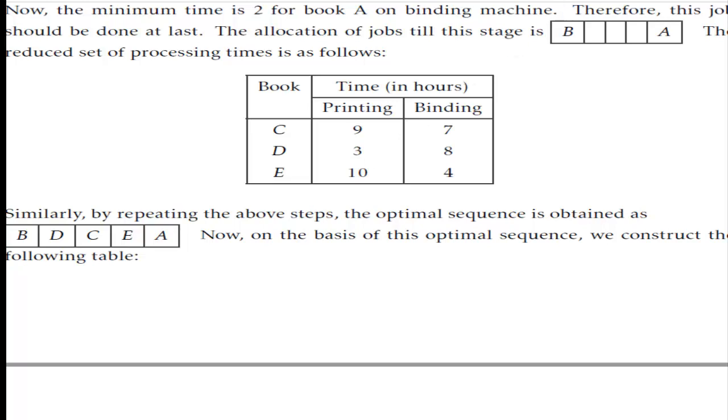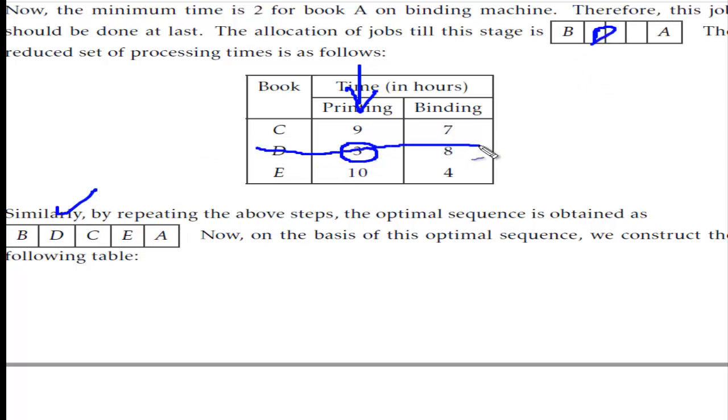Now, who is the smaller in this? 9, 7, 3, 8, 10, 4. So 3 is smaller definitely. So I have to assign 3. That is D, because it is from this column, so this has to be upfront. So D is put up here. So after B, I will put D here.